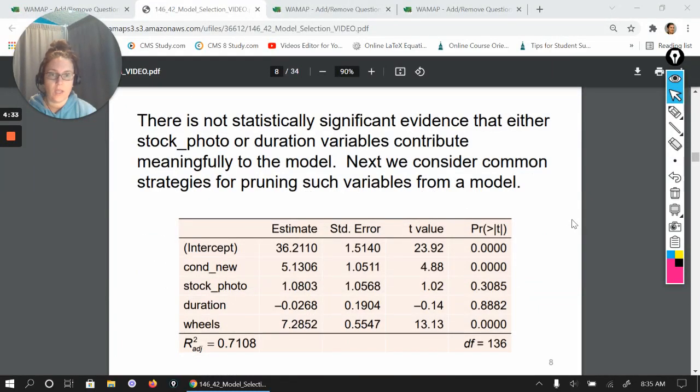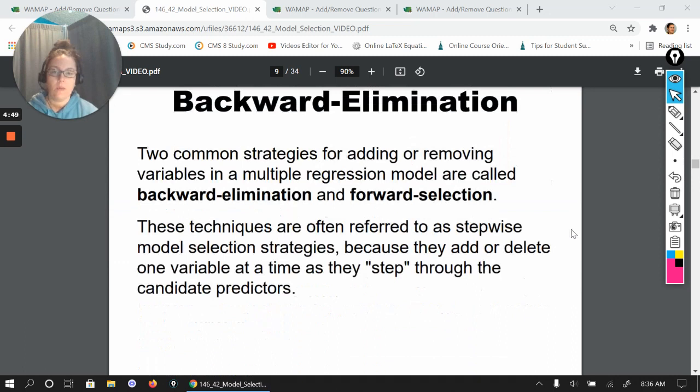Next, we consider the common strategies for pruning such variables from a model. First one is called backward elimination. So two common strategies for adding or removing variables in a multiple regression model are called backward elimination and forward selection. These techniques are often referred to as stepwise model selection strategies because they add or delete one variable at a time as they step through candidate predictors.